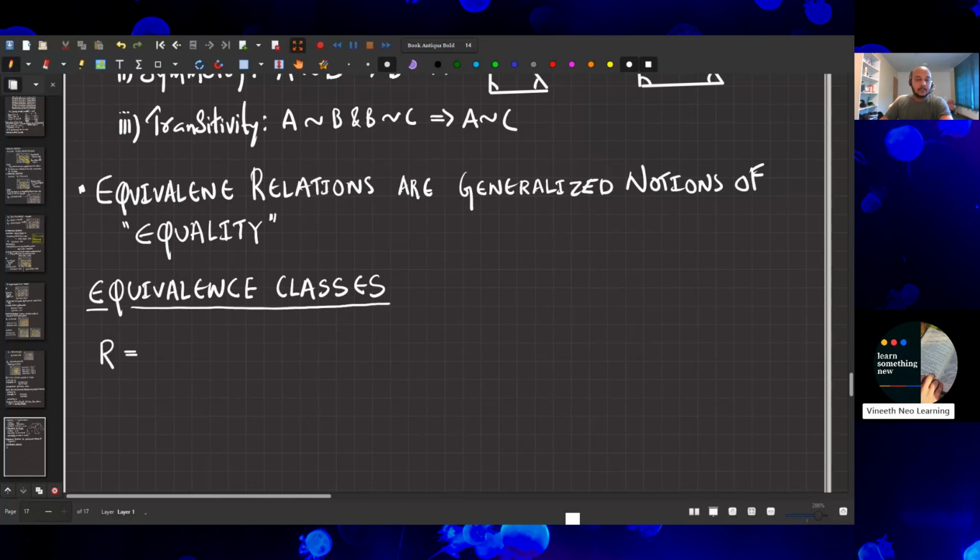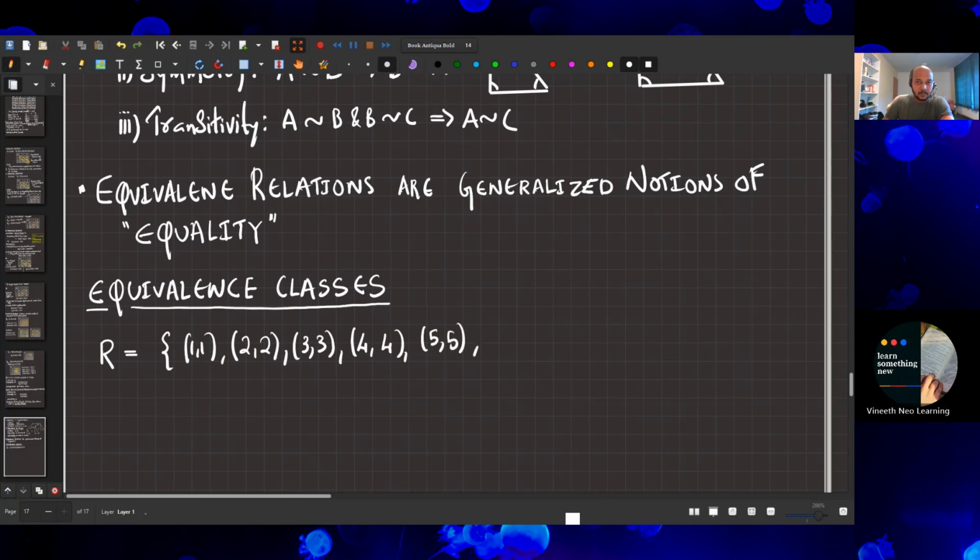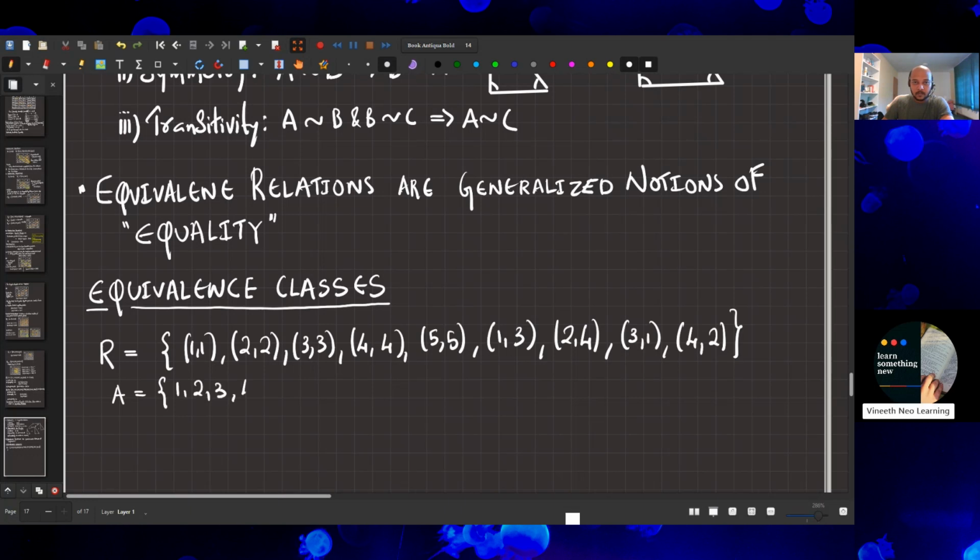Consider an equivalence relation R equals {(1,1), (2,2), (3,3), (4,4), (5,5), (1,3), (2,4), (3,1), (4,2)}, defined on the set A equals {1, 2, 3, 4, 5}.